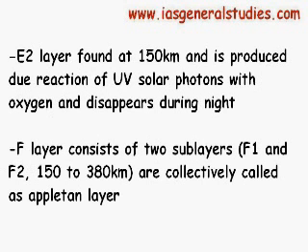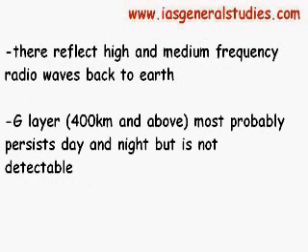Now the E2 layer is found at 150 kilometer and is produced due to the reaction of UV solar photons with oxygen, and disappears at night. So, clear? Now coming to the F layer, which consists of F1 and F2, 150 to 380 kilometer, and they are collectively called the Appleton layer. So make a note, the F layer is also called the Appleton layer. They reflect high and medium frequency radio back to the earth.